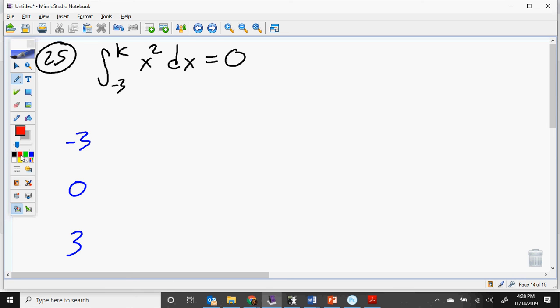Well, remember, we said that if I have an integral from any number, say a to a, of f of x, that means I'm taking the integral from some number to itself, then that is always going to be 0. So the integral from any number to itself is 0. Since this number is negative 3, if both of them were negative 3, then it would definitely equal 0. So if k is negative 3, it would equal 0.